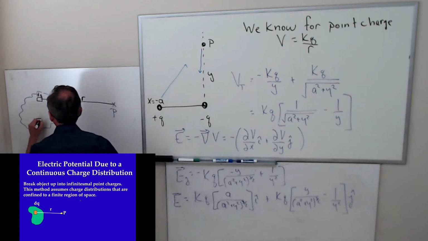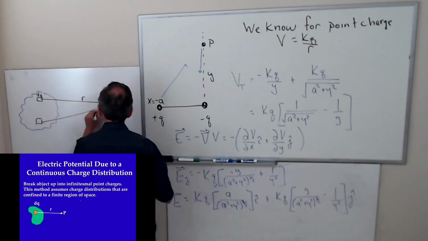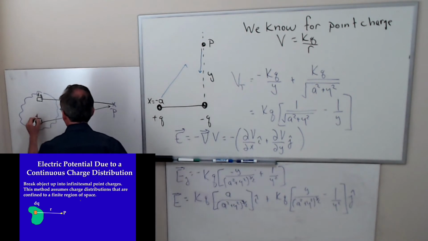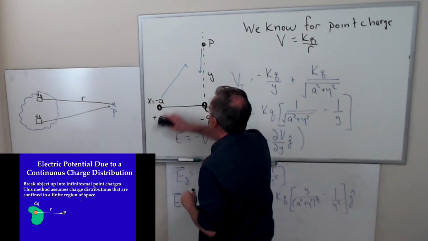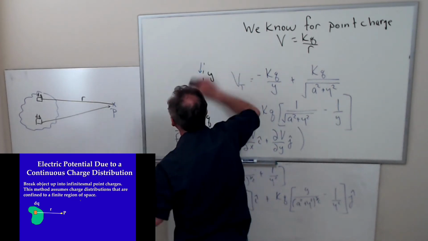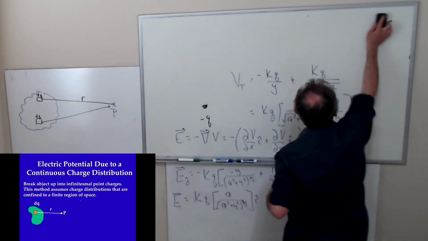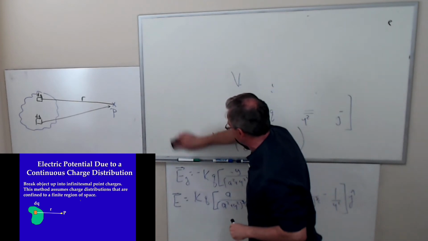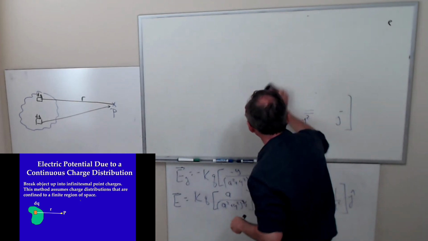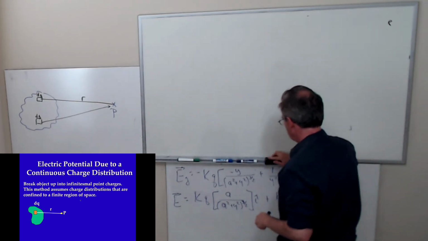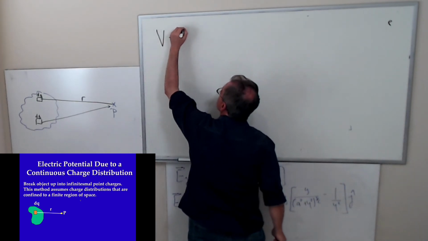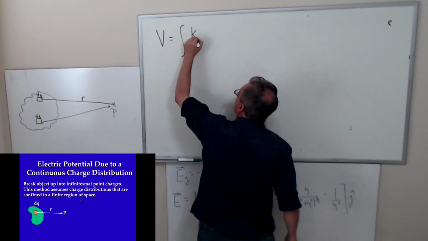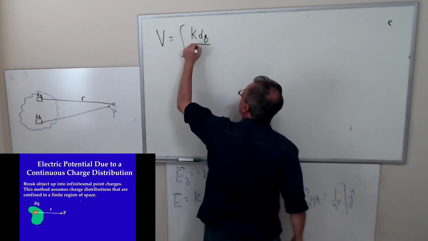If I do it for all dq's, they make up this system. And so that means that I have to sum over all of them. Of course, if they're infinitesimal slices, or pieces, then I have to do an integration. So I take V is the integral of k dq over r.